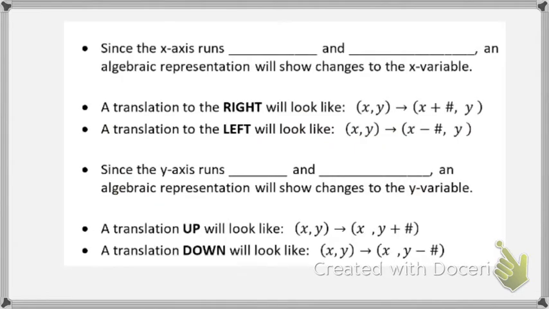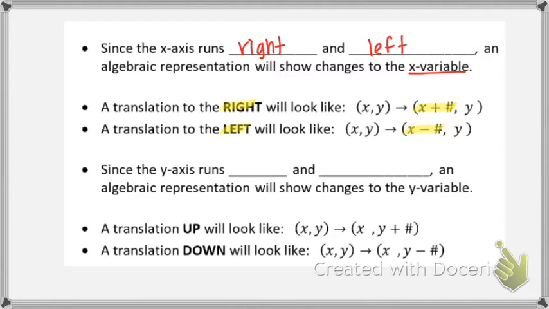Okay, so since the axis runs right to left, let's put right to left here. An algebraic representation will show the changes to the x variable. So if the figure is moving to the right, then you're only going to change the x, and you're going to put x plus however many units you went to the right. If it's going to the left, then you're only looking at the x value because the x's run from left to right. And since you're going left, you're going to minus the number of units that you're going left.